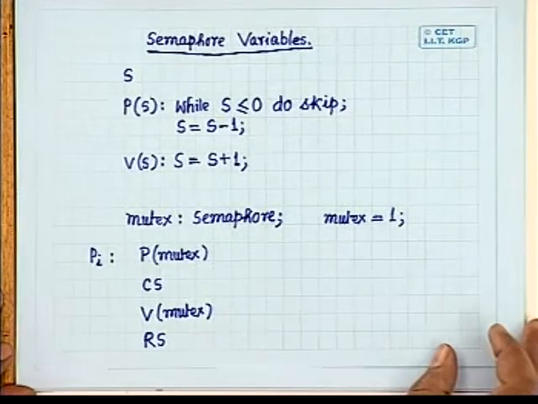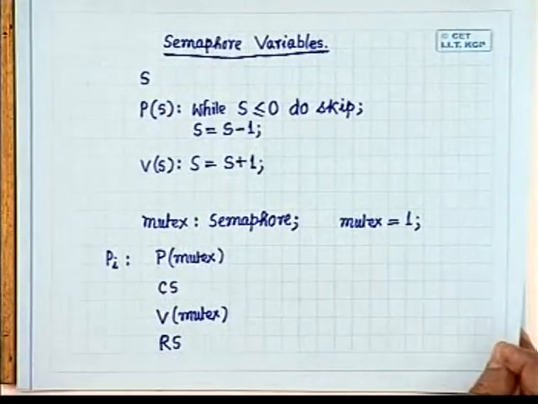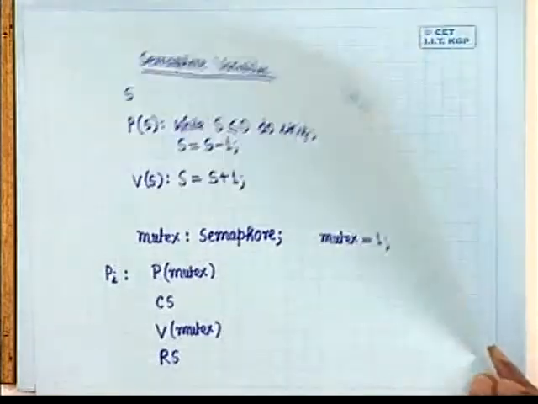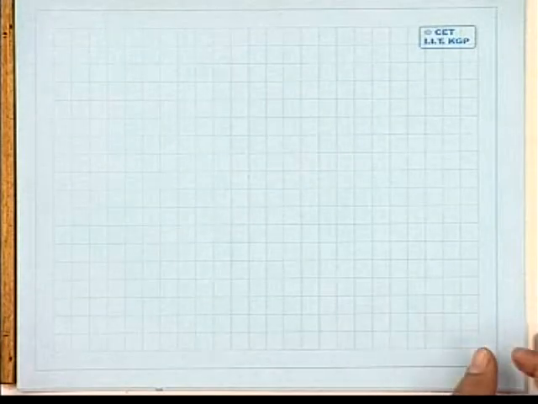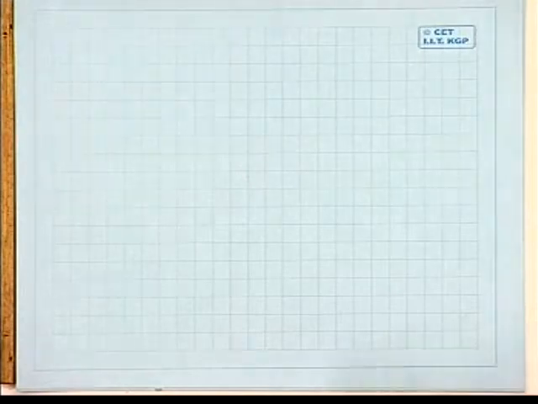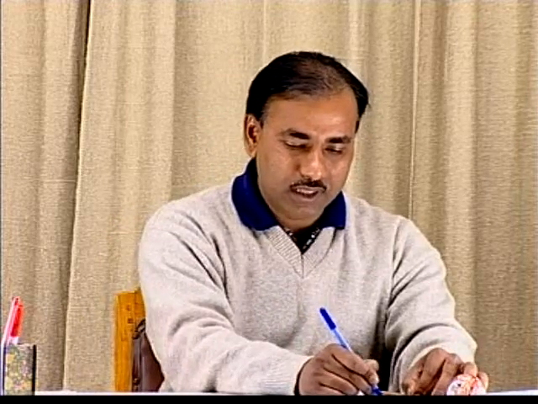Okay. So using the semaphore variables, we can implement mutual exclusion very easily. Let us see what are the other applications of this semaphore variable. Among the other applications, the semaphore variable can also be used for process synchronization.